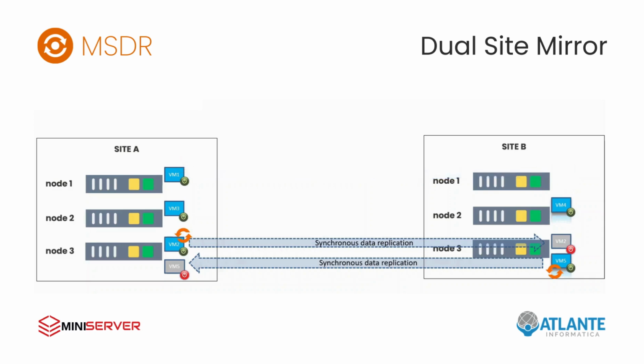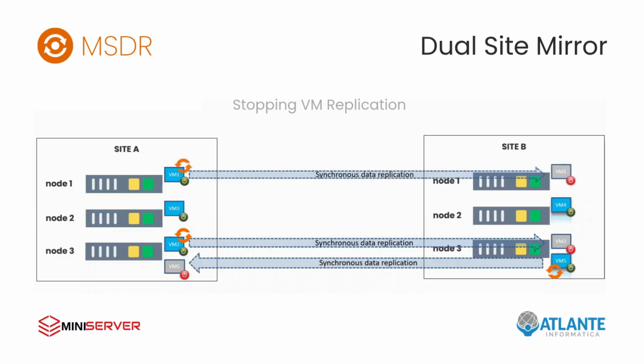If I decide to stop replication for a VM, it will be automatically removed from the target site. For example, if I decide to exclude VM1 from the replication process, it will no longer be available on site B. In particular, VM1 disappeared. Okay, let's enable MSDR again for VM1 and move on.